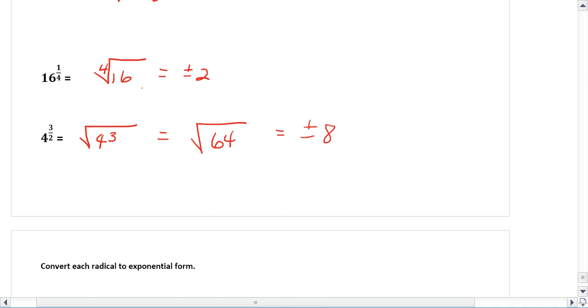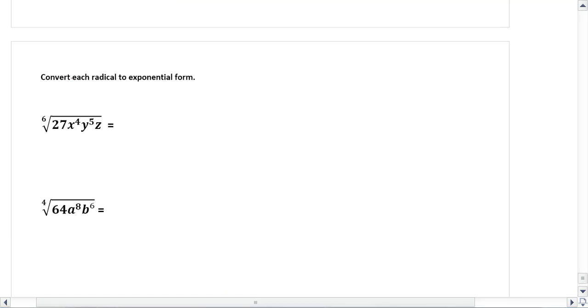All right, now let's look at those backwards problems I was talking about. When we have these in radical form and we are going to convert them into exponential, the first thing we want to do is take this number and write it in its prime factors. So we're going to be doing the 6th root here. So 27, I just happen to know this one, it's 3 to the 3rd. And then we just keep our variables separate the way they are.